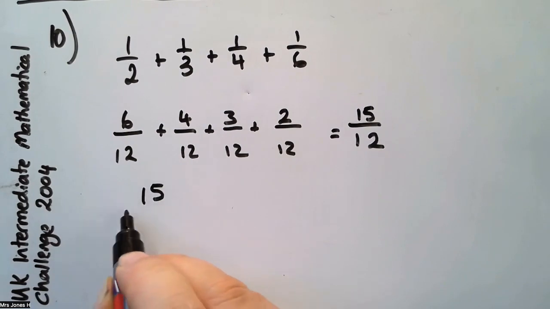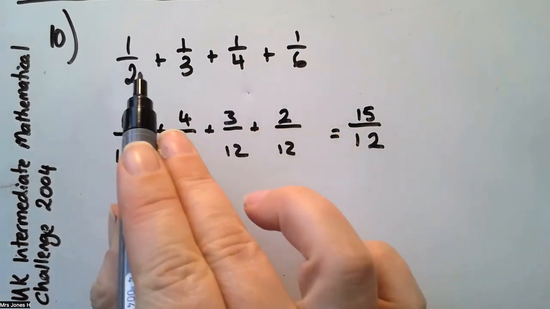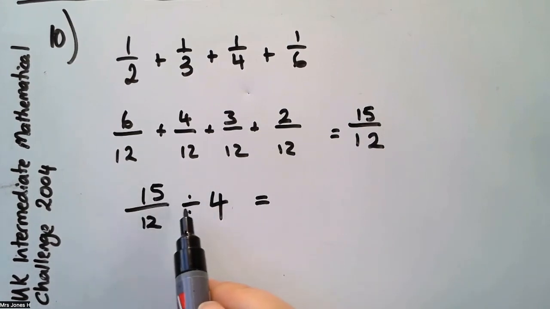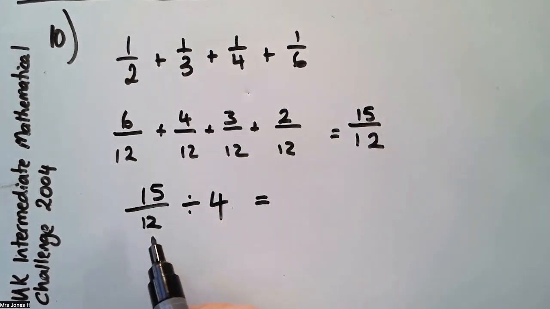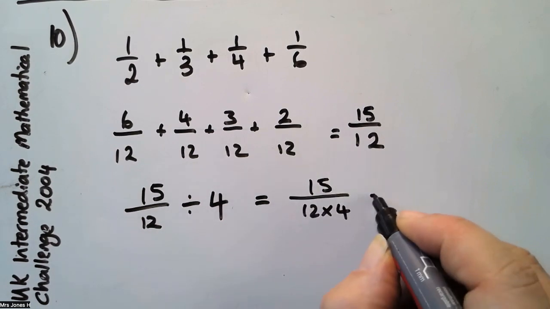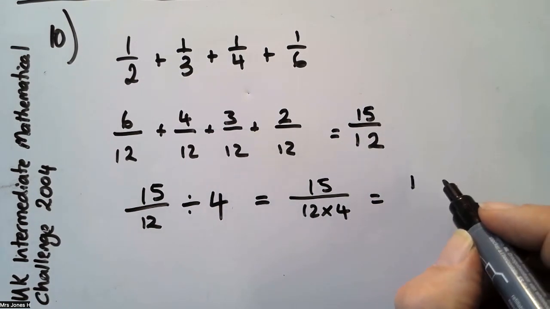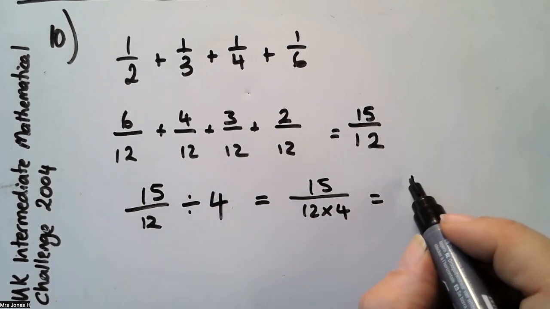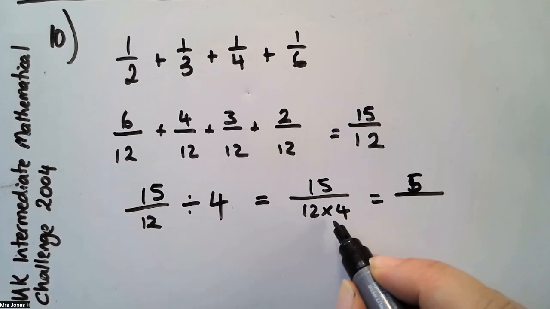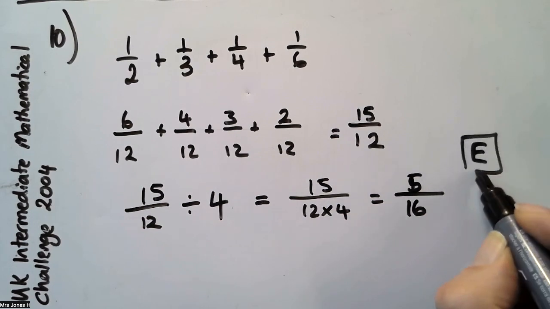And now what I need to do is divide that by the number of numbers that we've got. 1, 2, 3, 4. 15 divided by 12 is the same as saying 12 multiplied by 4. 15. Oh, we can take a 3 out, can't we? So there's a factor of 3 there, which gives us a 5 up there. This is 3. Take a factor of 3 out, that gives us 4 multiplied by 4, which is 16. And that is answer E.